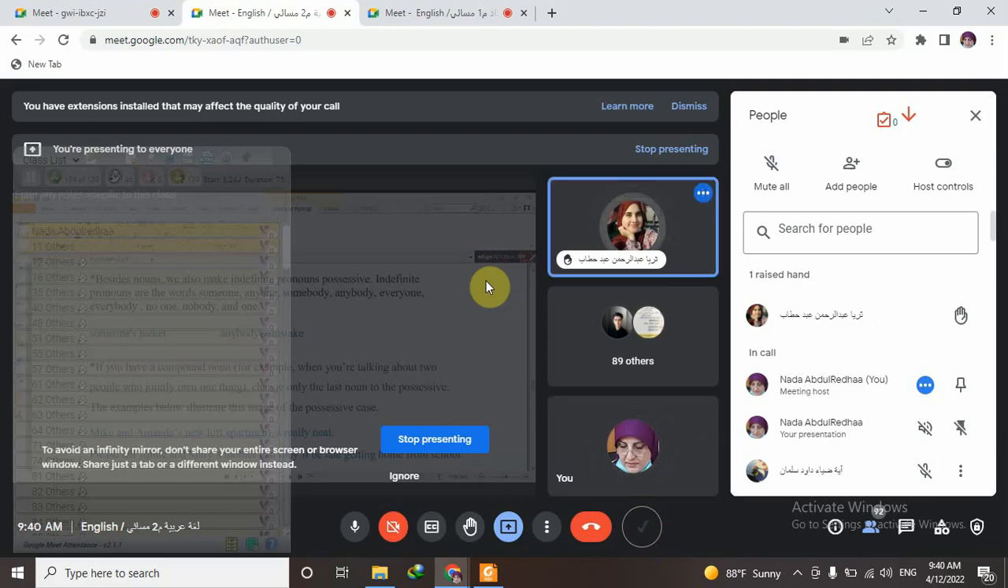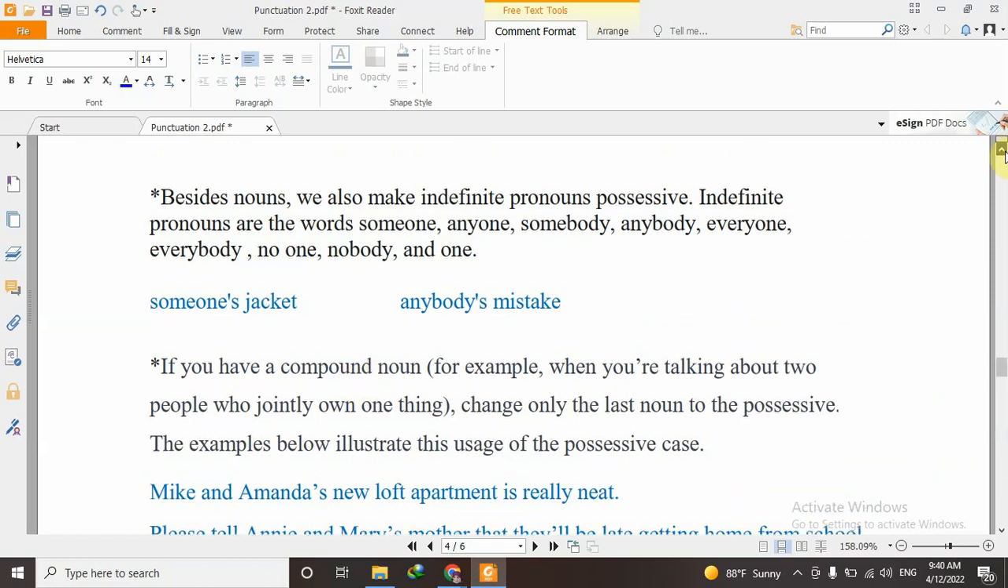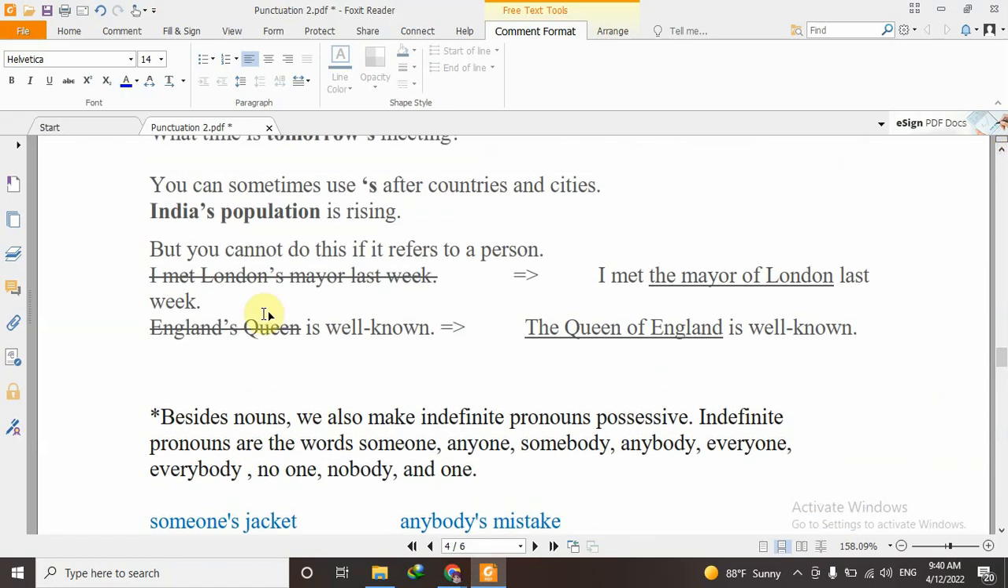You said it is sometimes, so I'm confused. In other cases you cannot, just like when I say the England's queen, the London's mayor, this is wrong. London is the name of a city, and we are referring to a person. This is what I mean by sometimes. I gave you the exception. Yes, I get it. Thank you.